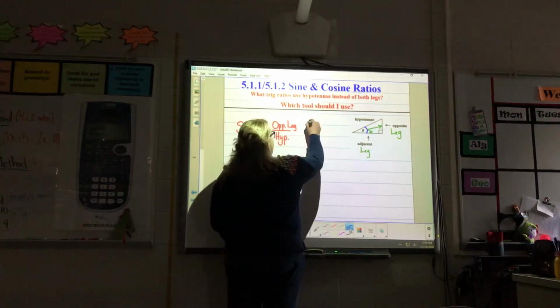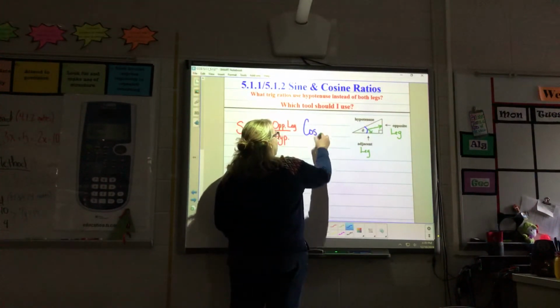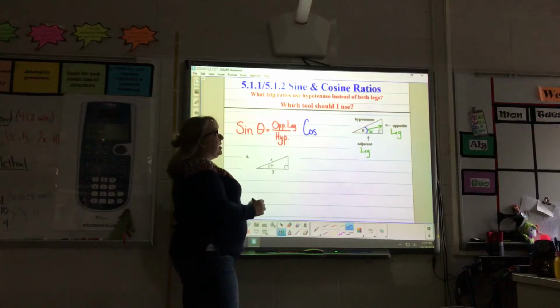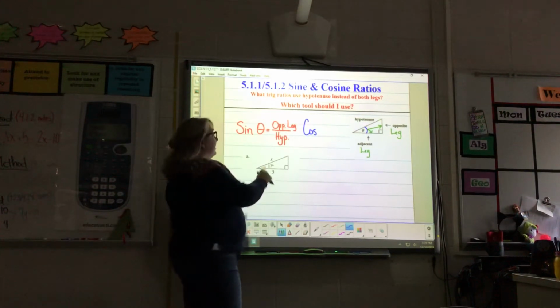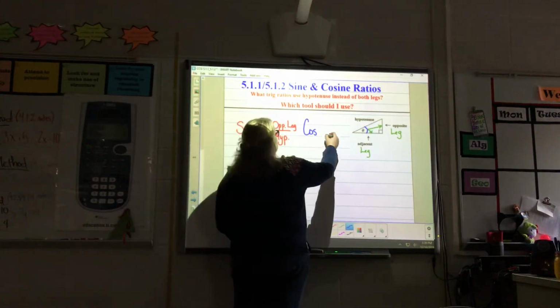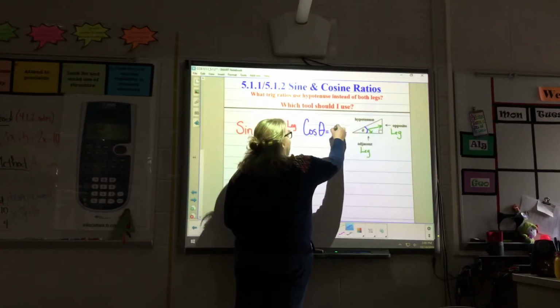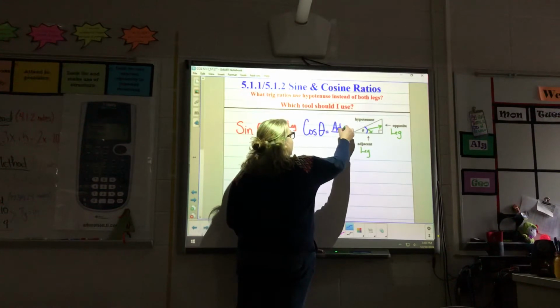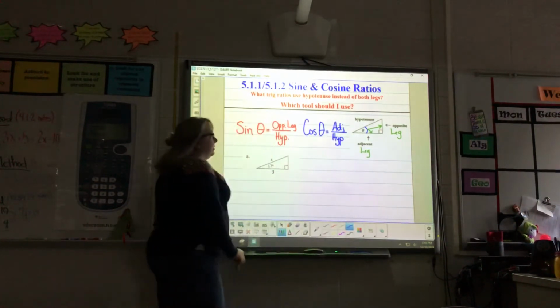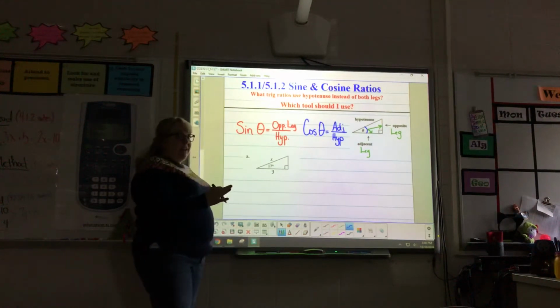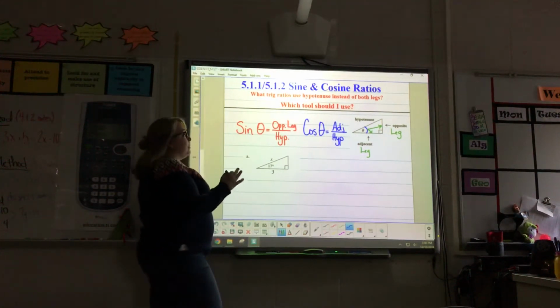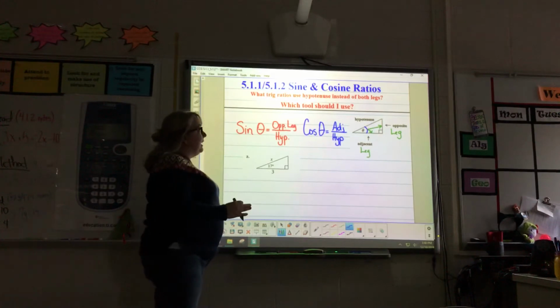And then we have cosine. Cosine is abbreviated just COS. That's how you're going to see these in your calculator, SIN and COS. So the cosine of the reference angle is going to be the adjacent leg divided by the hypotenuse. Now I have three trig ratios that I can choose from when I'm trying to solve a right triangle.